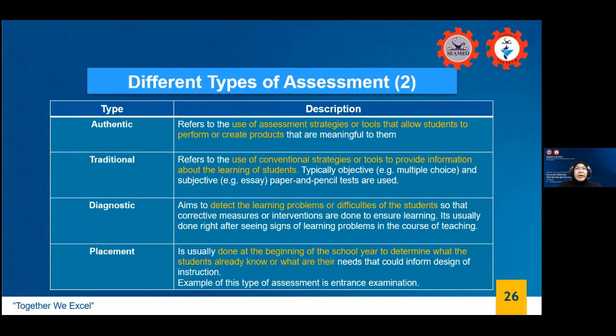Okay, so is that clear, everybody? Everyone? Could you give one example related to diagnostic assessment? All right.